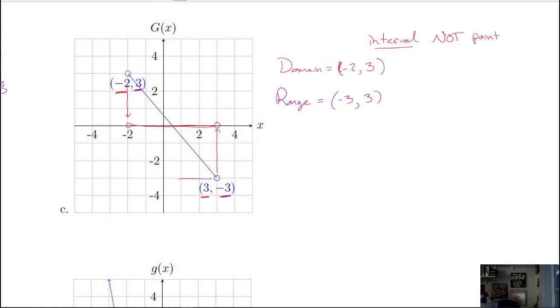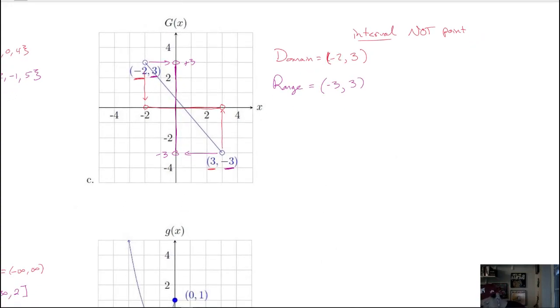If I took these points and I smashed them onto the y-axis, I would get a low y value of -3 at the bottom and a high y value of +3 at the top. And so we get that interval for the range of -3 to +3.